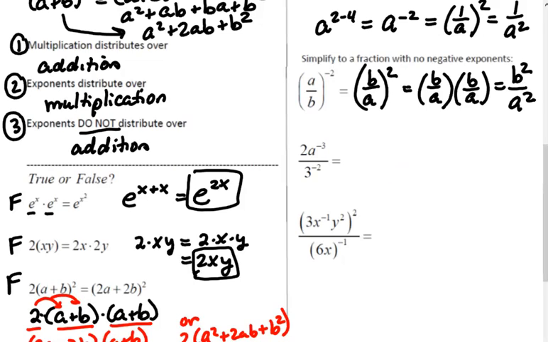So just like exponents distribute over multiplication, they also distribute over division. So I can just apply the exponent to the numerator and the denominator separately.